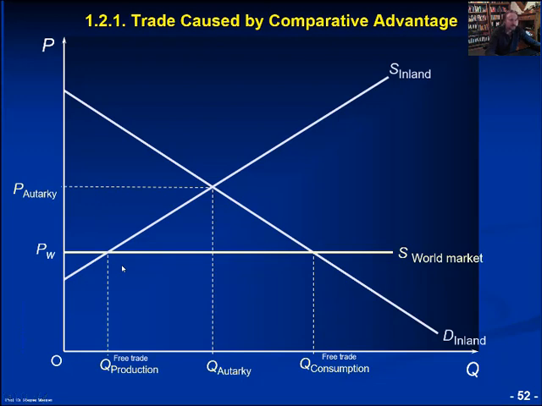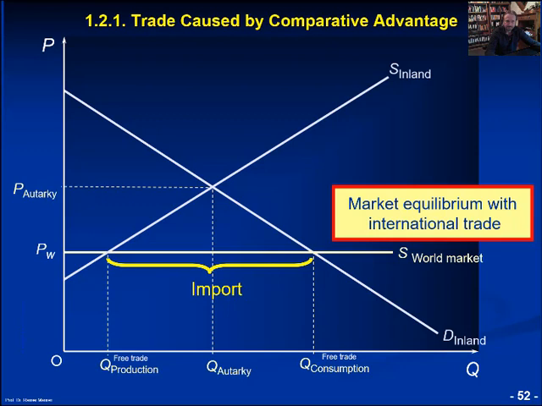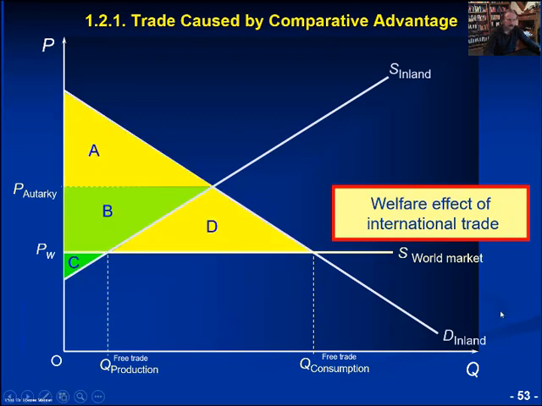The difference between the higher domestic consumption demand and the lower domestic production supply is now satisfied by imports from the world market. This is the new market equilibrium with international trade. We can now compare the distribution of consumer and producer welfare in autarky and under free trade. To do so, it is useful to name these areas with these capital letters A, B, D and C.